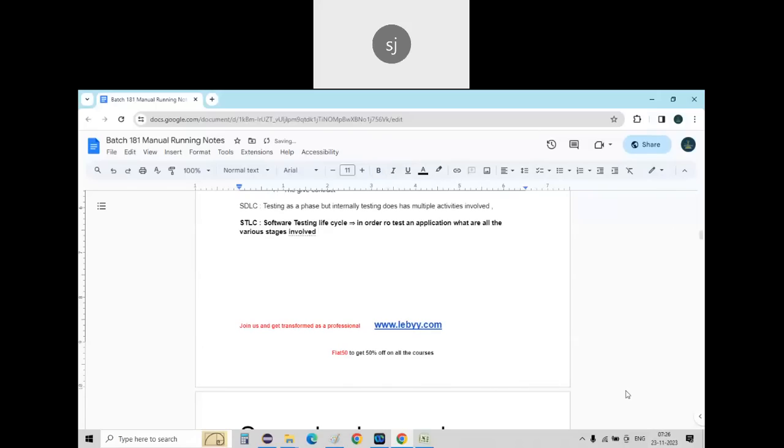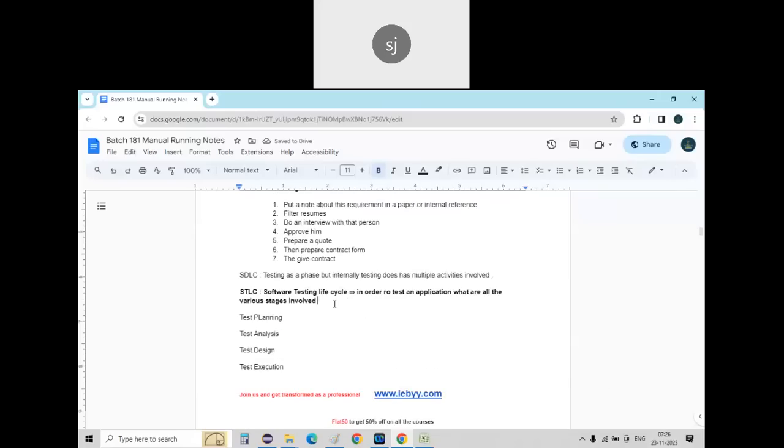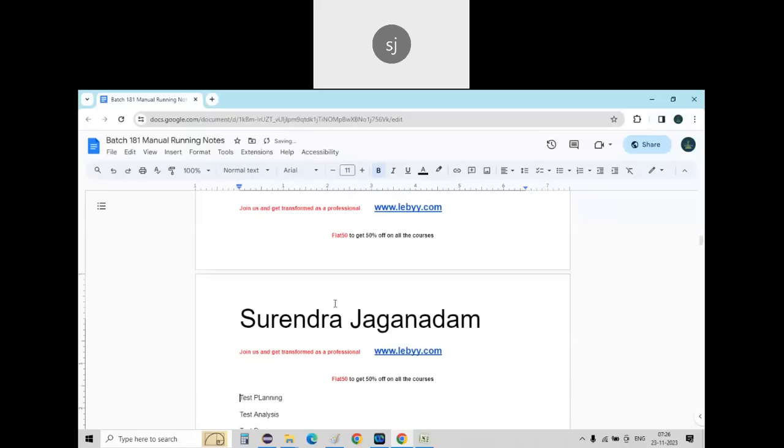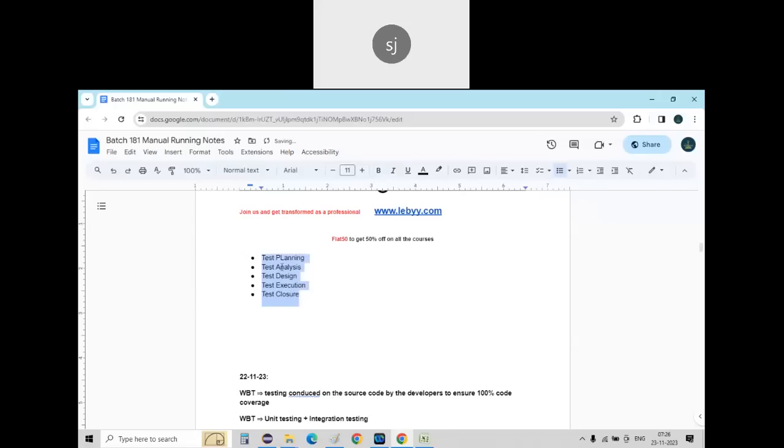The software testing life cycle is broadly categorized into various stages: test planning, test analysis, test design, test execution, and finally the last phase, test closure. Planning, analysis, design, execution, and closure. These are the various STLC activities that we have in real life. Each and every phase has individual activities, and individual resources play a crucial role here.